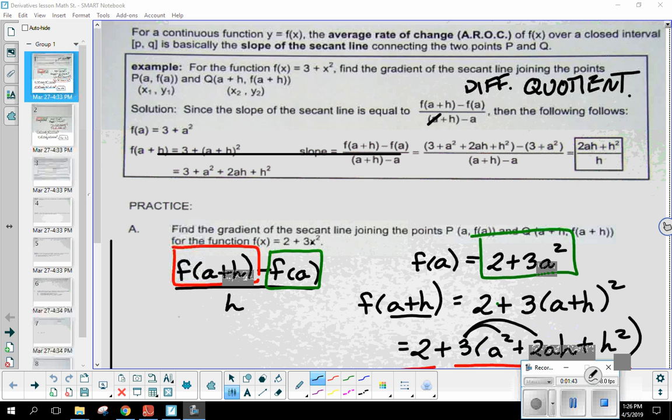In fact, speaking of, has anybody had the opportunity yet to go back and look at any problems on the release test? Mark scheme, anything like that?